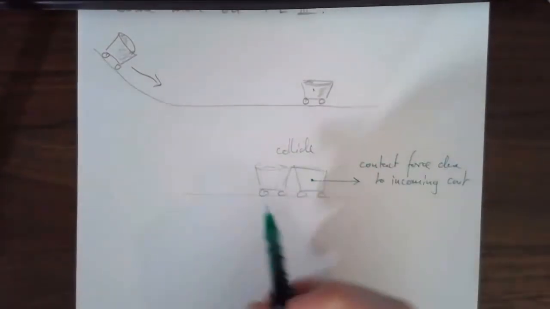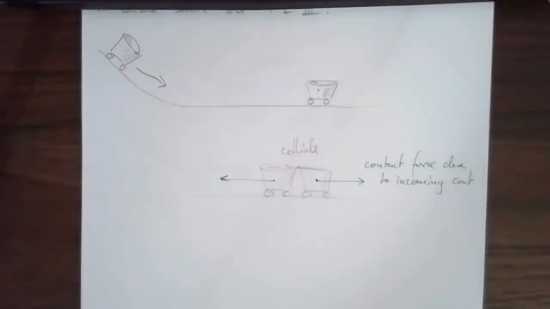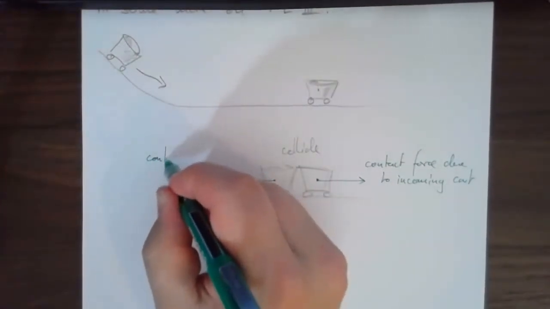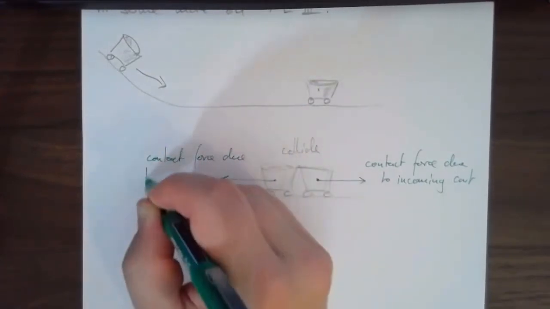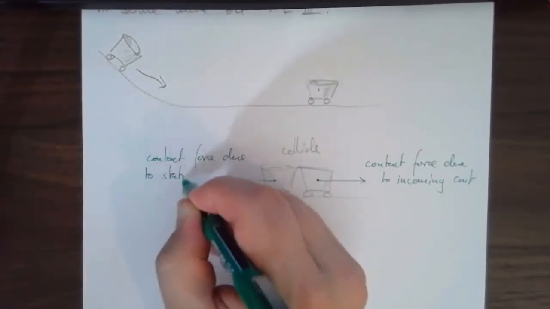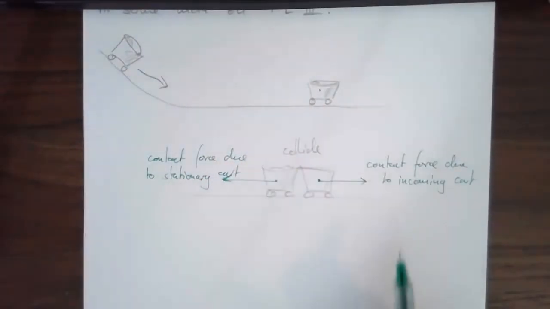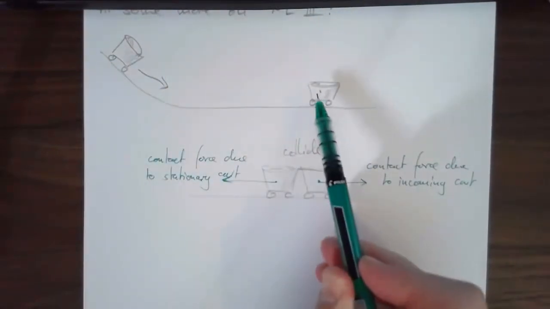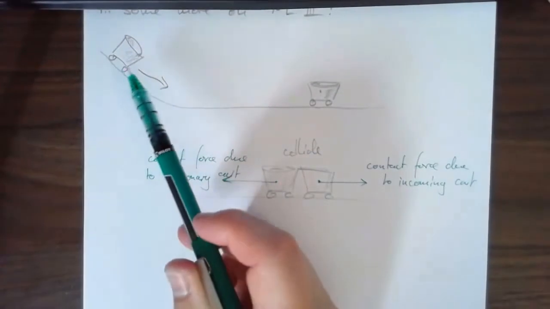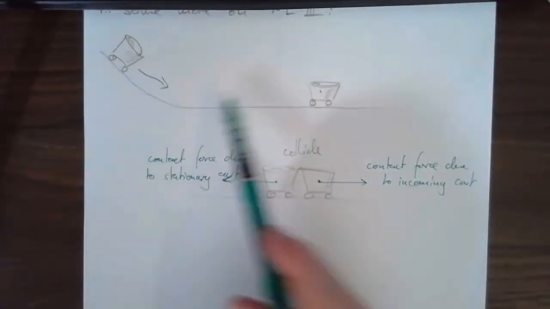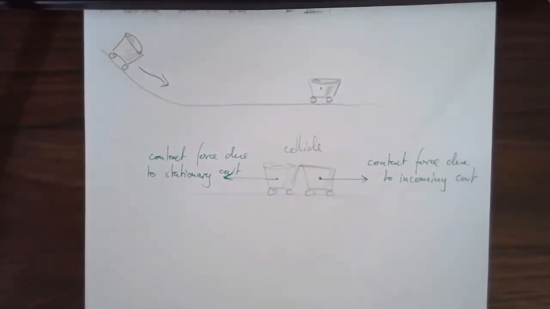But then, by Newton's third law, there's going to be a force the other way on this one. This is, of course, the contact force due to the stationary cart. So it goes both ways. This one can't hit that one without that one also hitting this one. Yes, this one was at fault, it came racing down the hill, but when they actually collide, the force goes both ways.